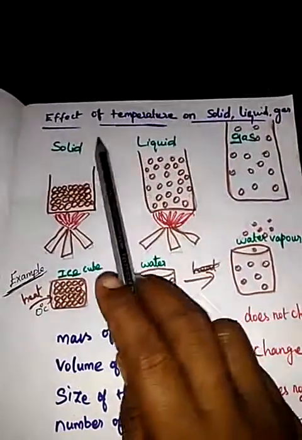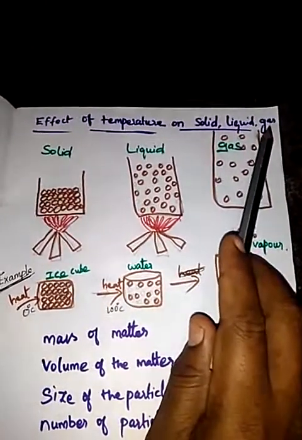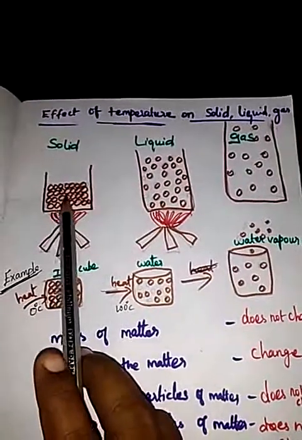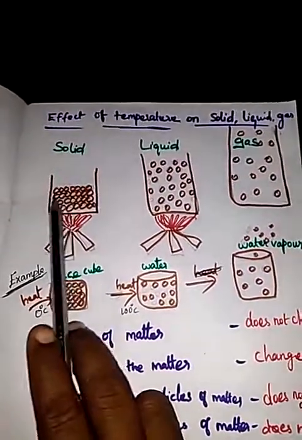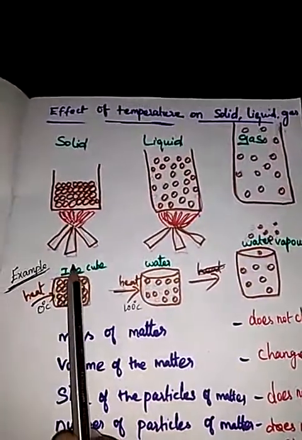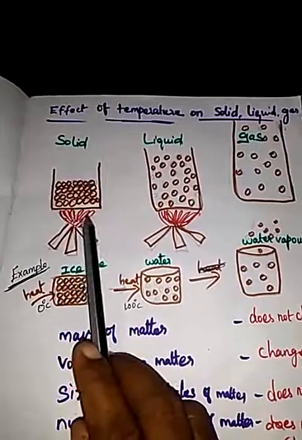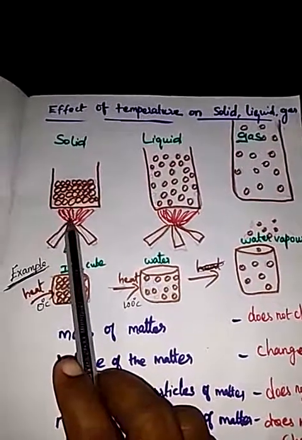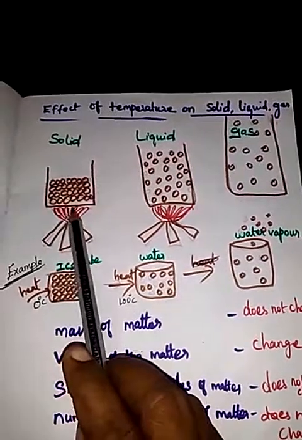Students, here we see effect of temperature on solid, liquid, gas. In solids, the particles are arranged very close. When solids are heated, give heat, the particles gain energy and vibrate.